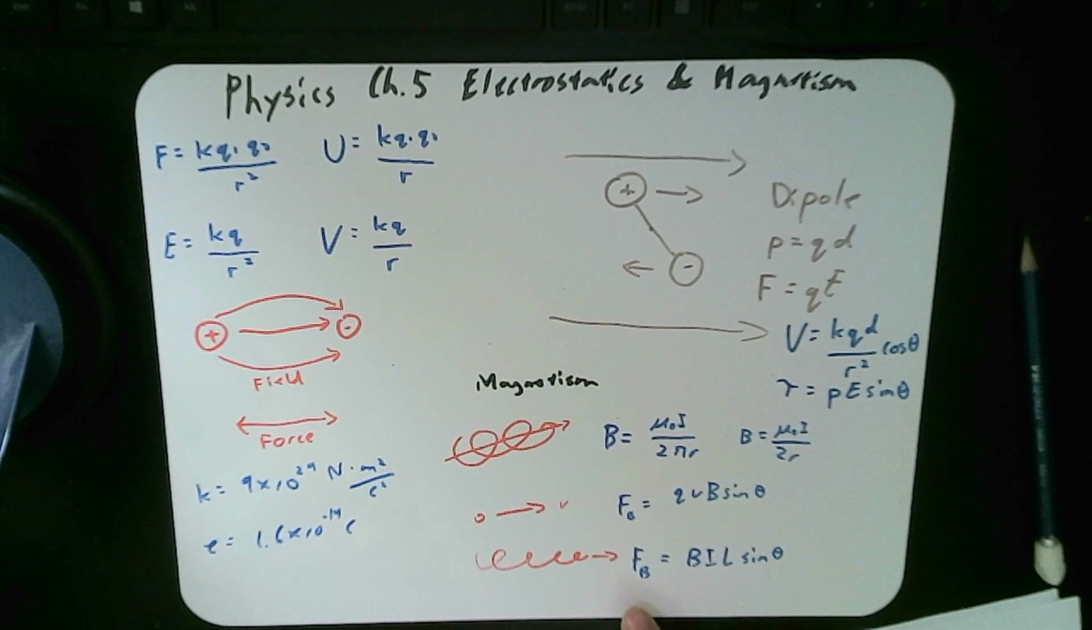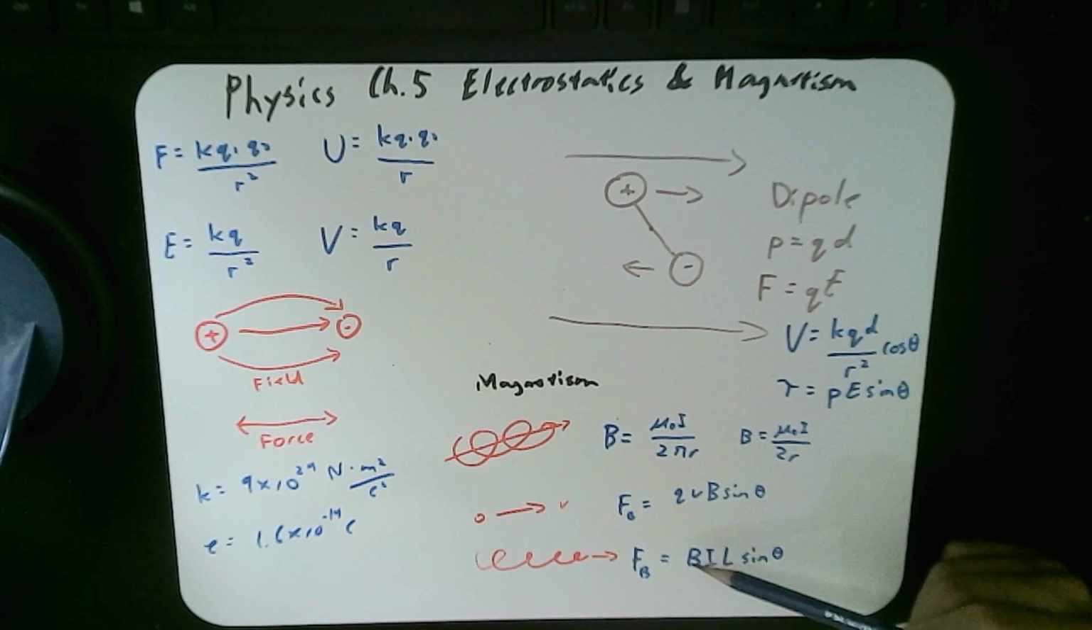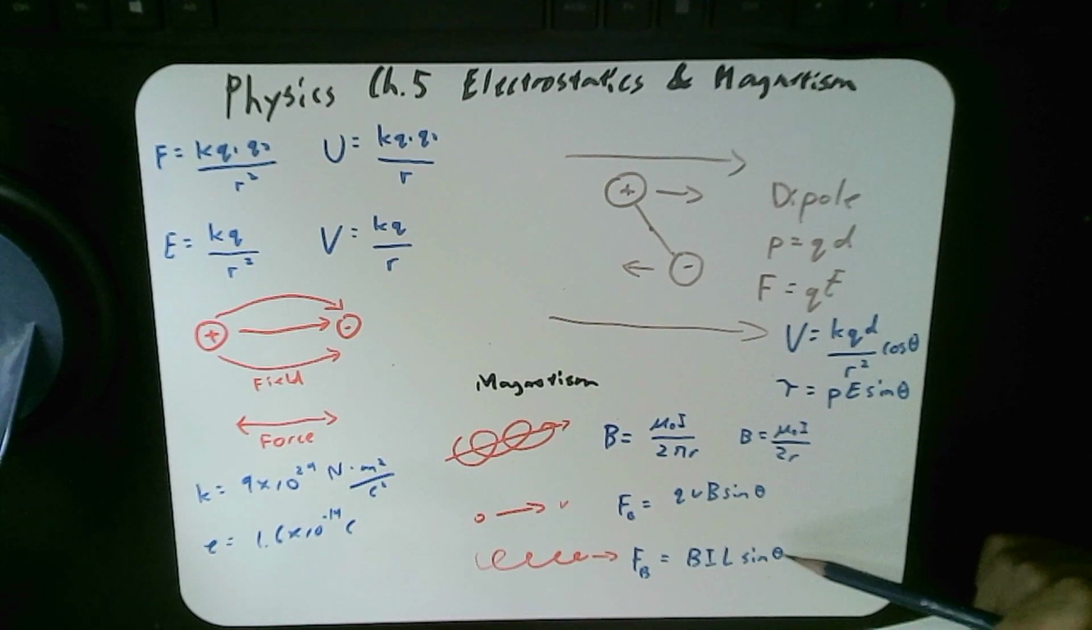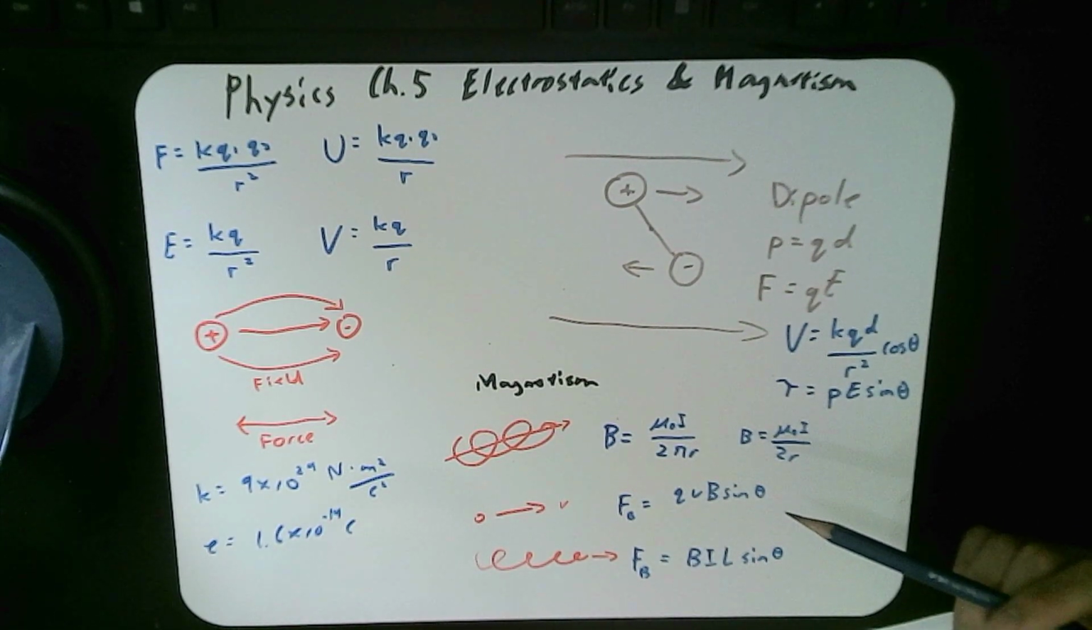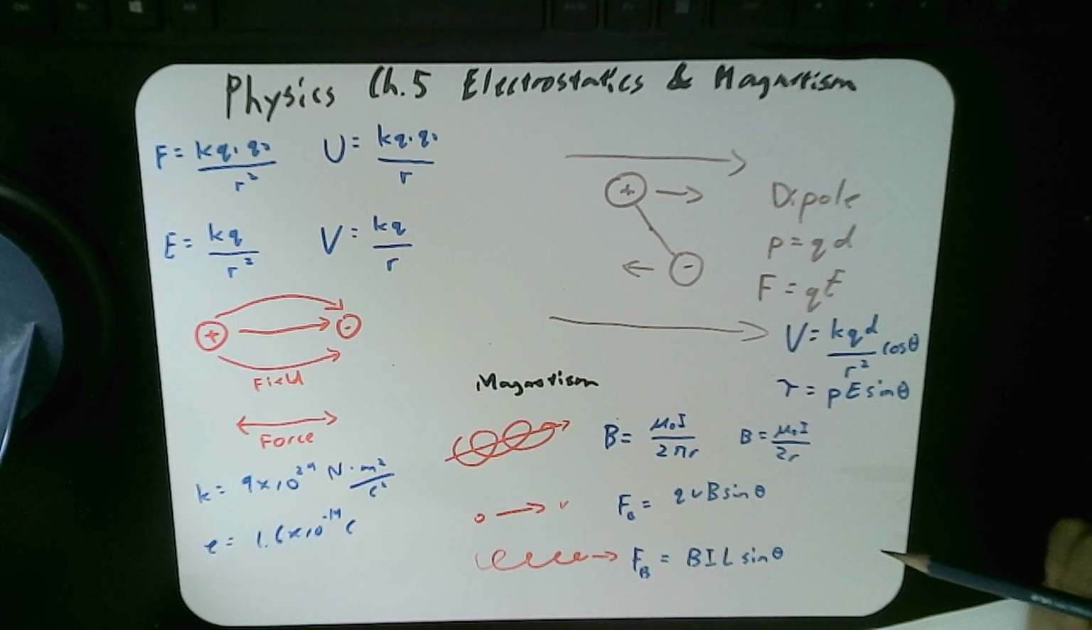Then we also have a long straight wire, which uses BIL sine theta, and depends on the size of the current as well as the length of the wire. The longer it is, the more magnetic force is exerted. Alright, that's pretty much it for electrostatics and magnetism.